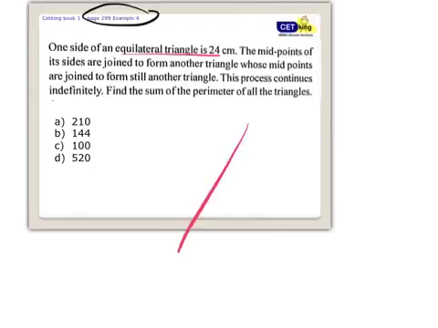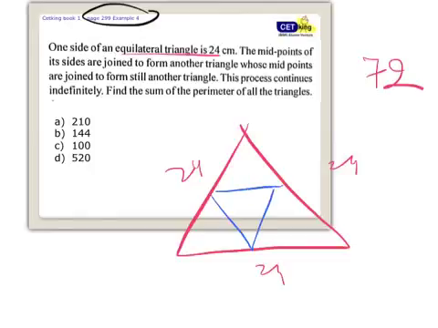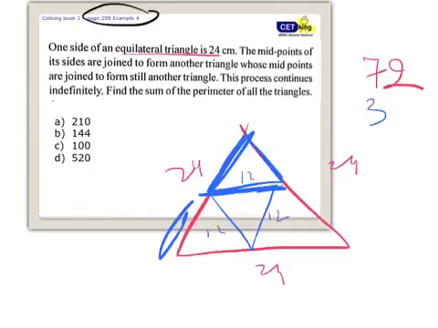Alright, so if you have tried this, now we have an equilateral triangle with side 24, 24, 24. The perimeter will be 24 into 3, 72. Then midpoints are joined to form another triangle. Can you tell me the side of this smaller triangle? Half. This is going to be half of the complete one, because this side is half of the total, and this is also an equilateral triangle. So each of these sides will become half. So 12, 12, 12. Total becomes 36.